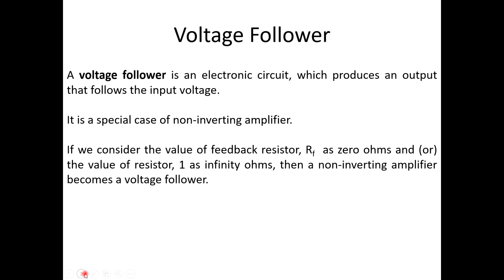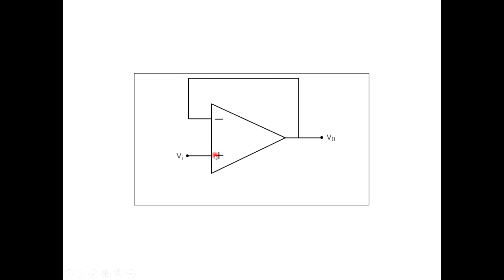Okay. Now, how does this become a special case? To make this, you have to consider the feedback resistor RF as 0 ohms and the value of resistance R1 as infinity ohms. Then a non-inverting amplifier will become a voltage follower. That is, RF is kept as 0 and R1, which was supposed to be over here, becomes infinity. So if it is infinity, there's no point of connecting that. Okay, so there is no existence of that resistance.